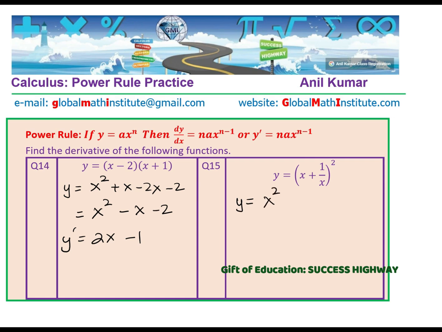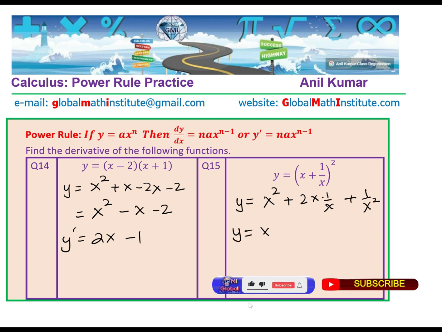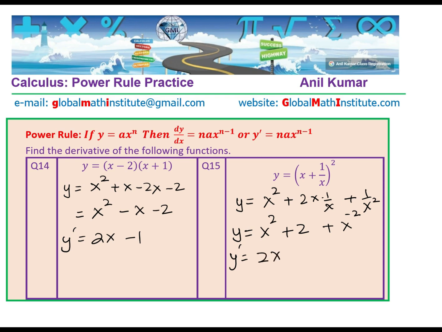Next one here. Let us expand. x squared plus 2 times x times 1 over x plus 1 over x squared, right? So which could be simplified as x squared plus 2, they cancel x and x, plus 1 over x squared, I'm writing as x to the power minus 2. And now the derivative is 2x, the derivative of the constant is 0, minus 2x to the power minus 3, or the derivative can be written as 2x minus 2 over x cubed.